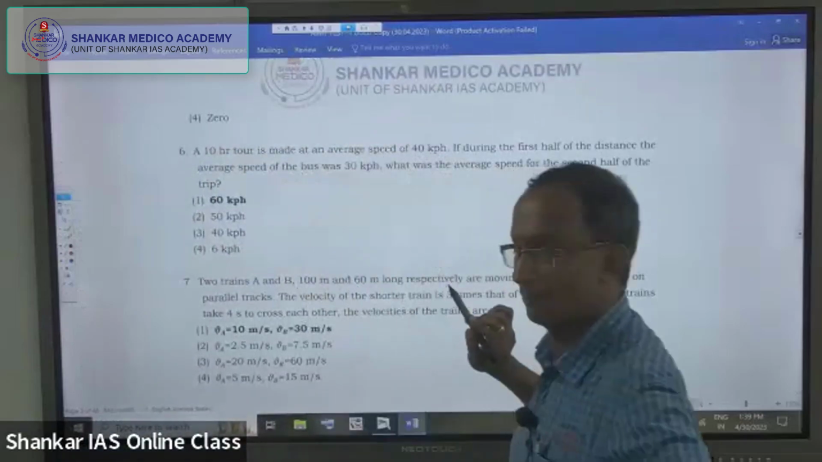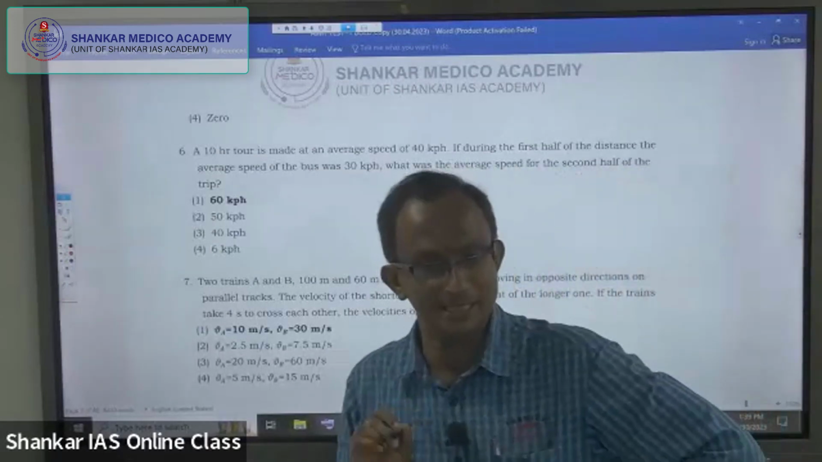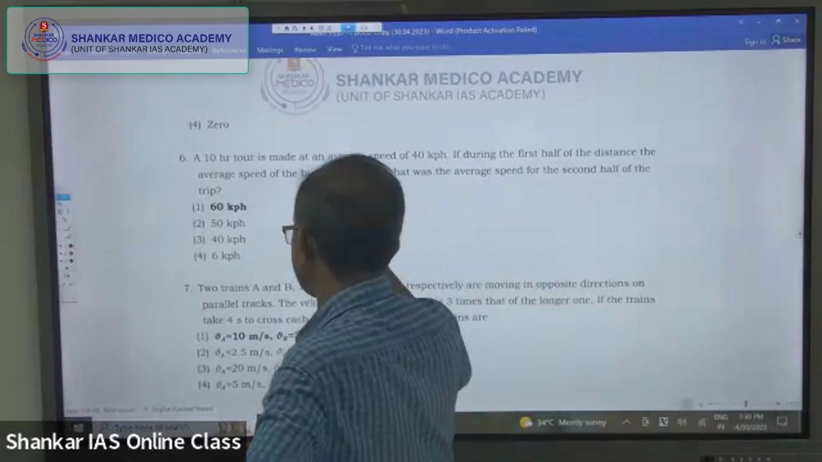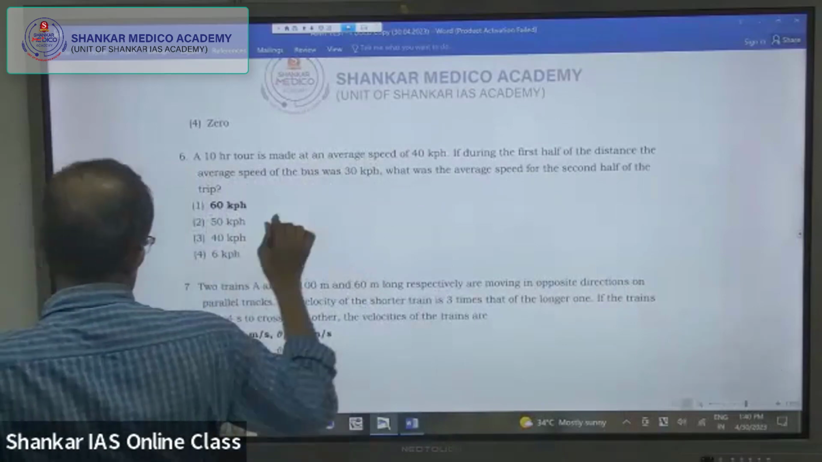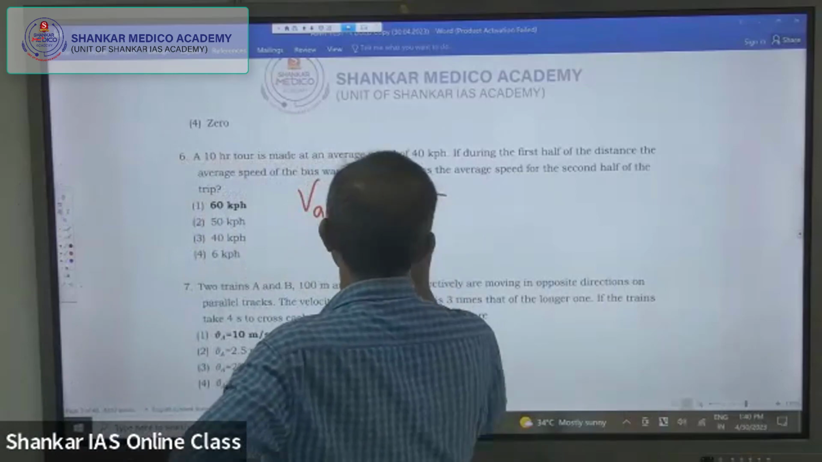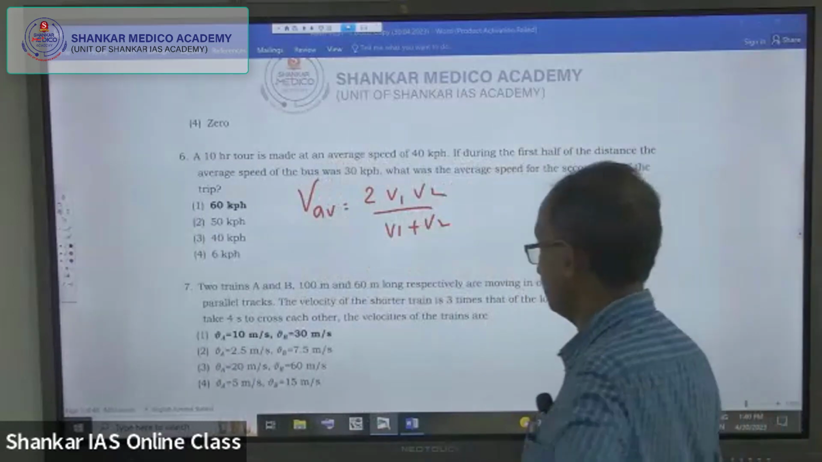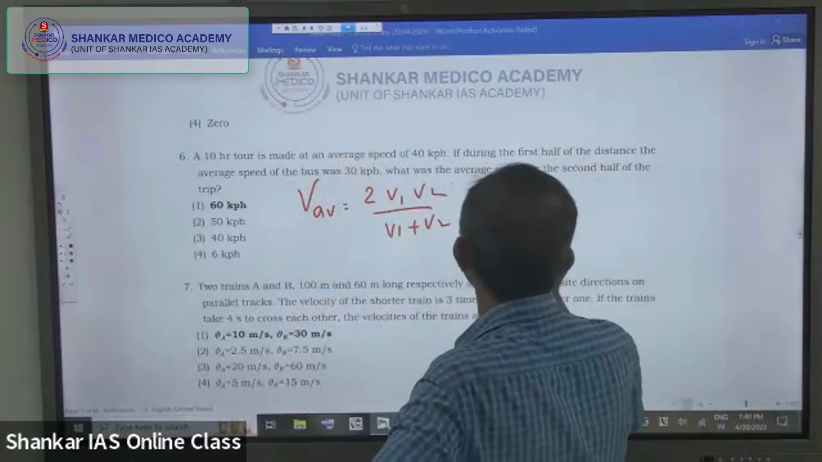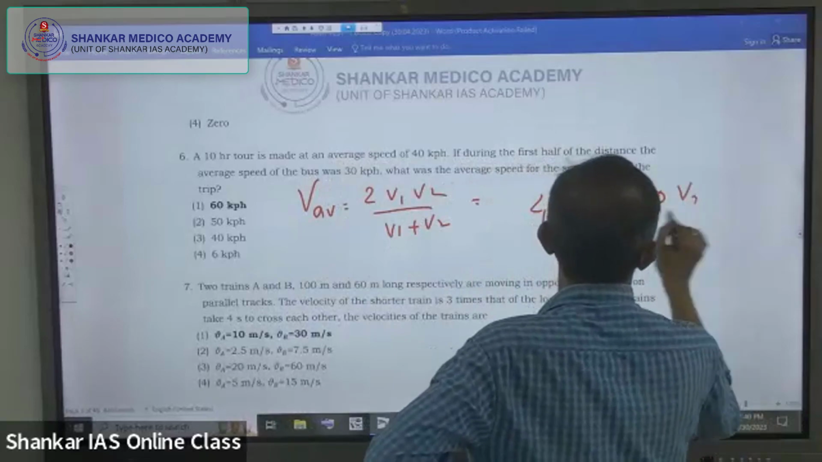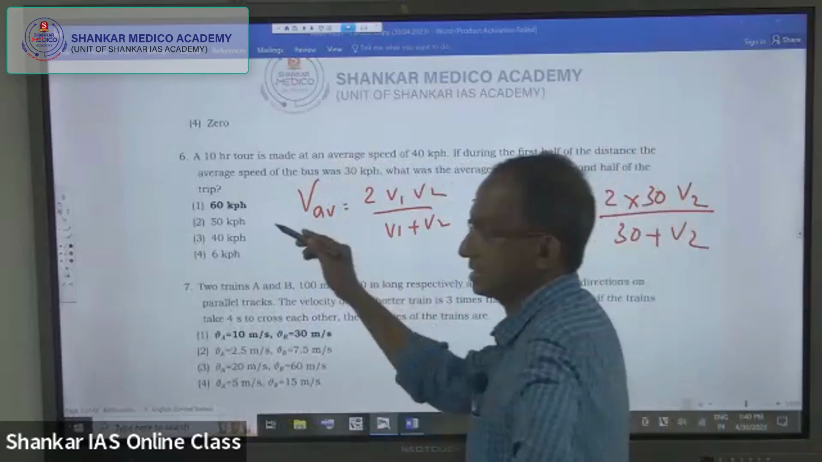Question number 6. Answer is 1. How many of you made it correct? Vaishnavi, not correct. So if this kind of question comes, V average equals 2 V1 V2 by V1 plus V2. So V average is given as 40. 40 equals 2 into 30 into V2 divided by 30 plus V2. When you solve this, you will get the answer as 60 km per hour.